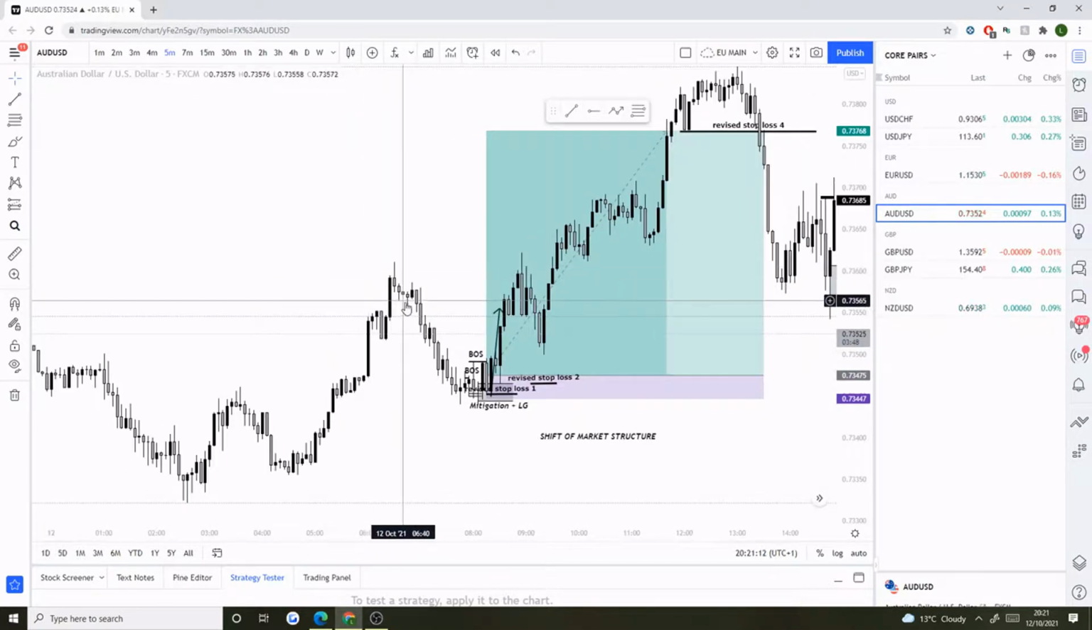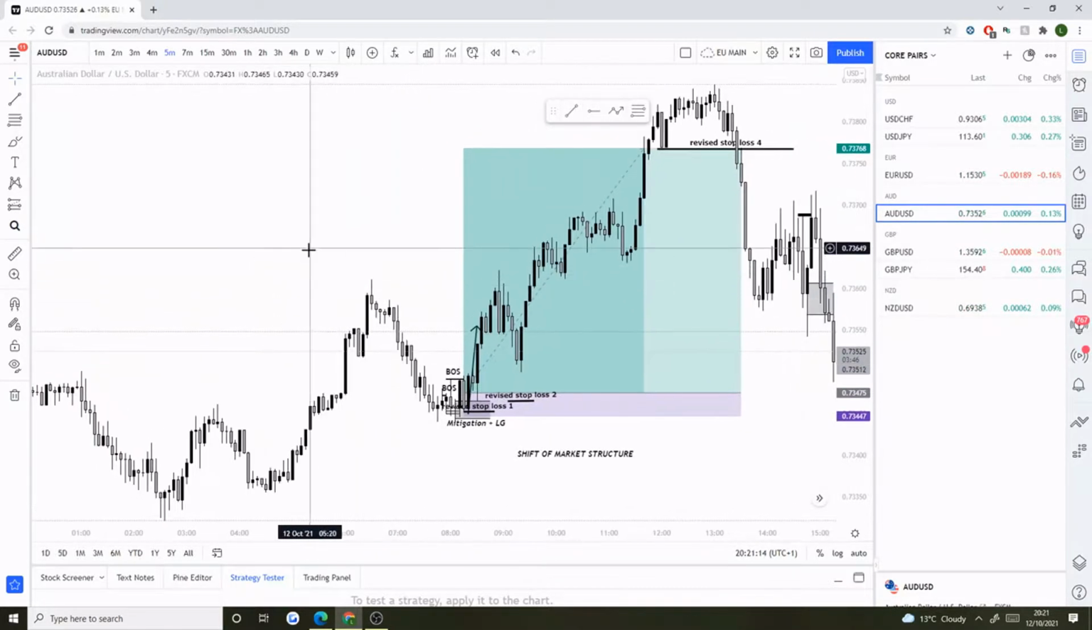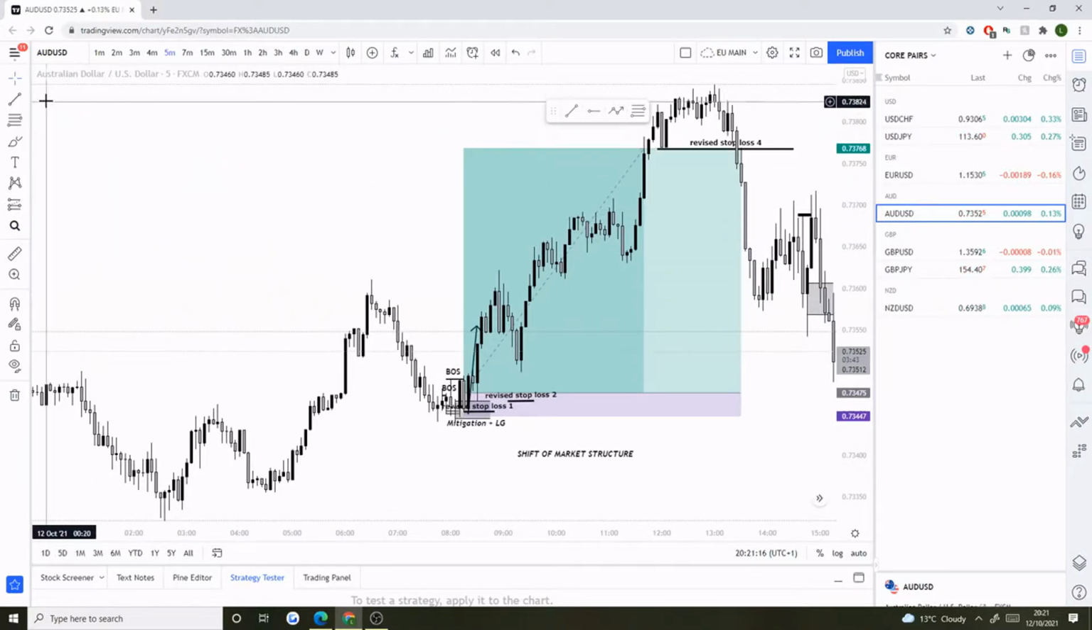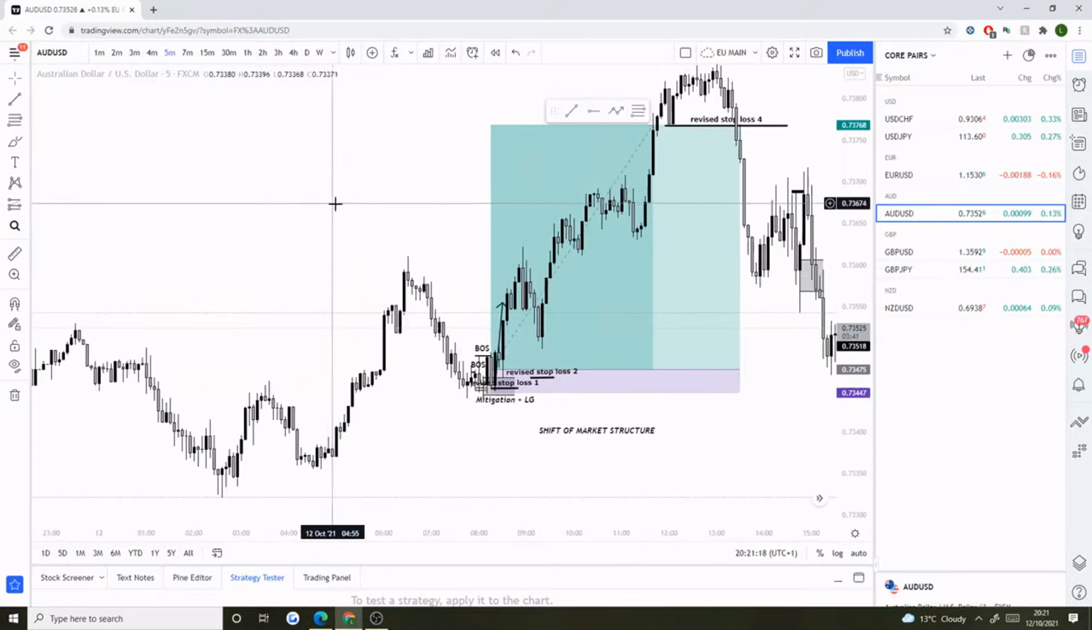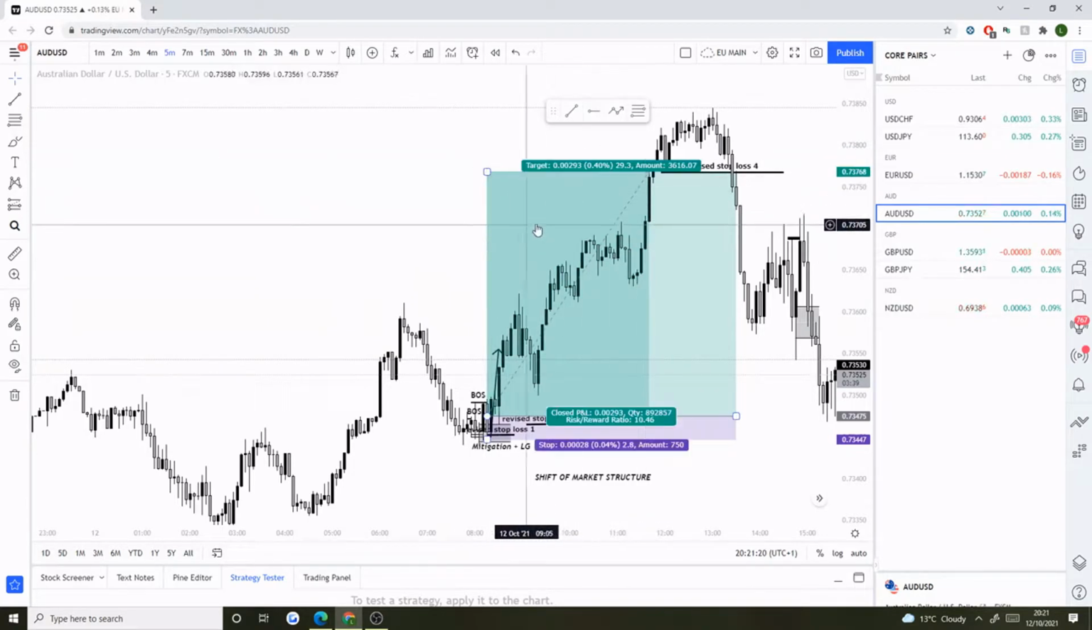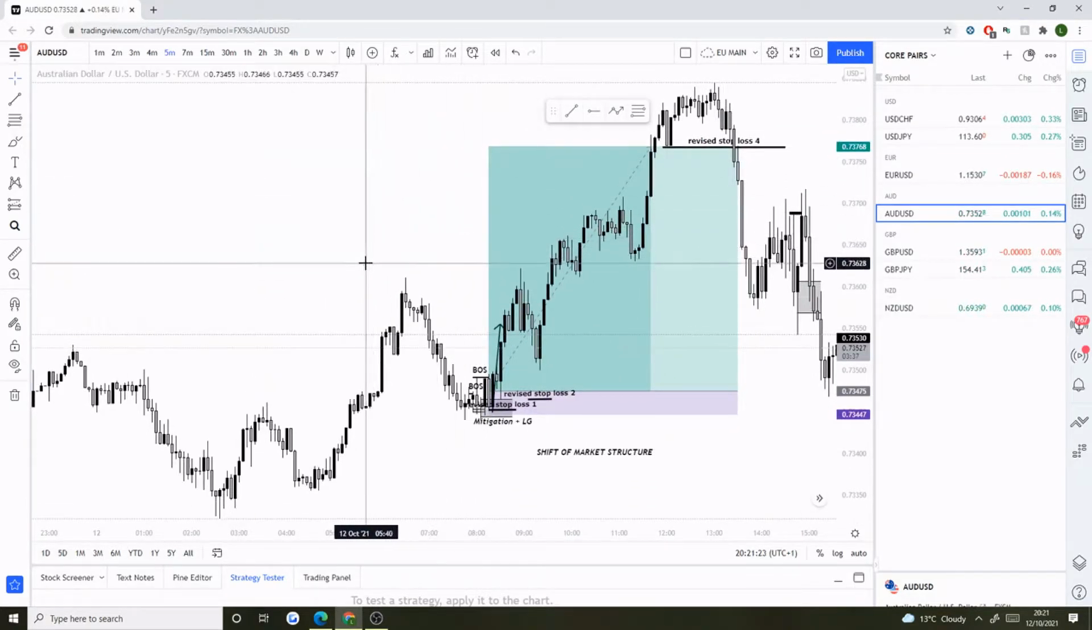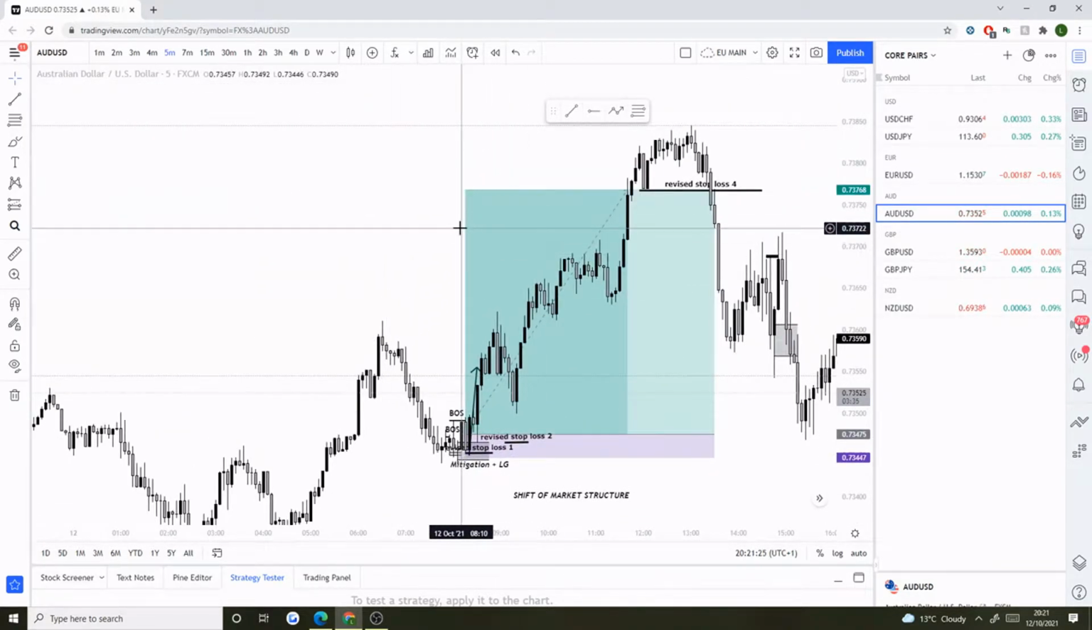So I just thought I'd jump on today and do a trade breakdown for this trade that I did today on Australian dollar, US dollar. It's one of the best trades that I've ever done, and it's actually quite a simple trade. So I'm going to break that trade down for you guys.